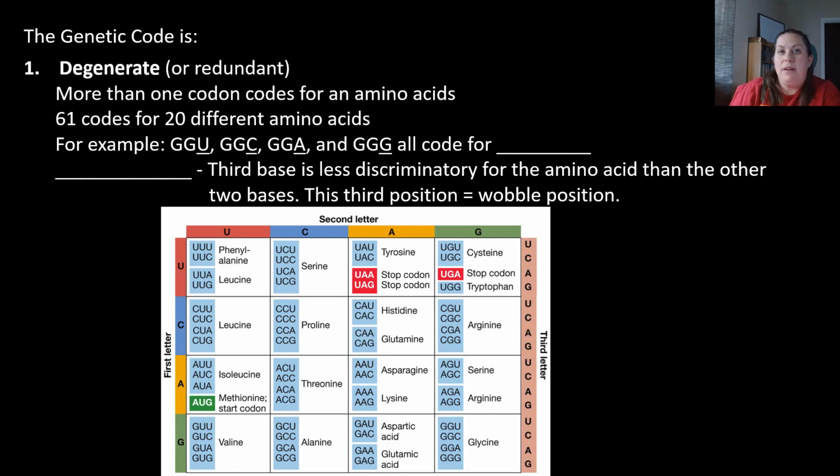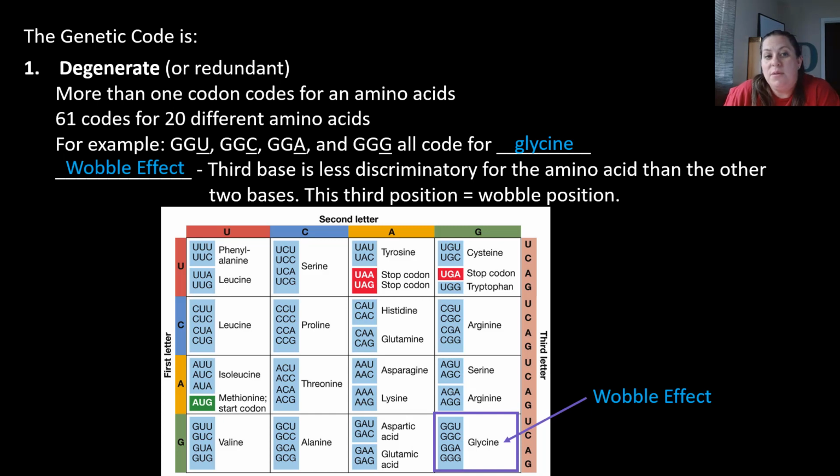So guys, there's a couple of things that describe the genetic code. Okay, so the genetic code is what we call degenerate or redundant. More than one codon codes for an amino acid. So I have 61 codes that code for 20 different amino acids. So GGU, GGC, GGA, and GGG all code for one amino acid known as glycine. Okay, and so this allows it to be redundant.